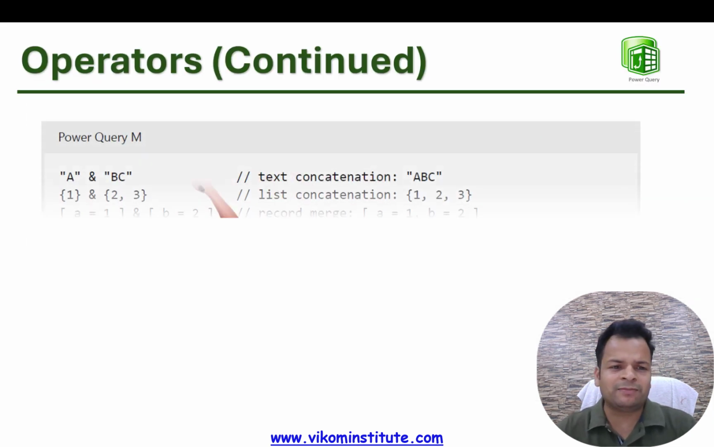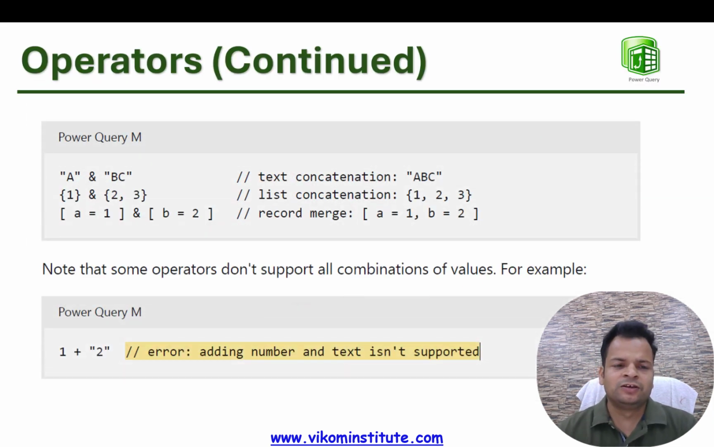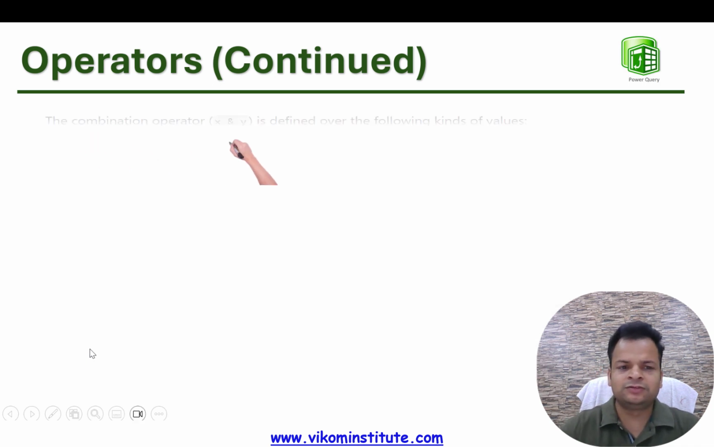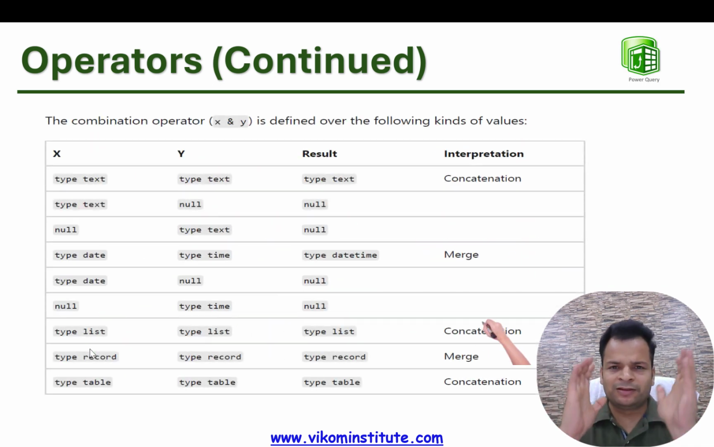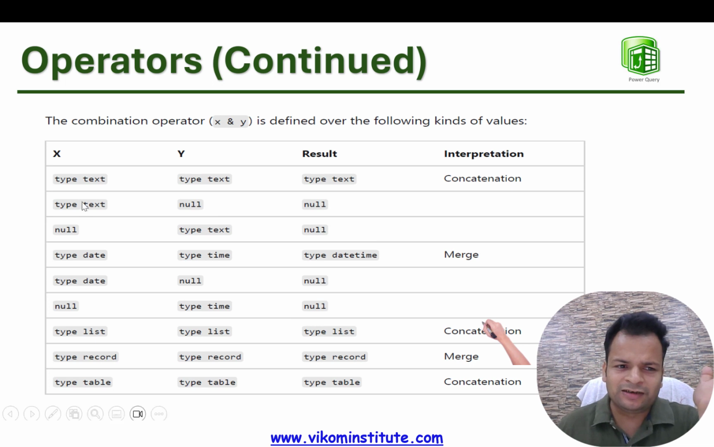So if we are talking about this, we can concatenate text with text, list with list, and record with record. We cannot do that otherwise. Now if we see the results, if we concatenate text with text, the result would be text. Text with null, we cannot concatenate, the null will be blank, so it will show me blank.